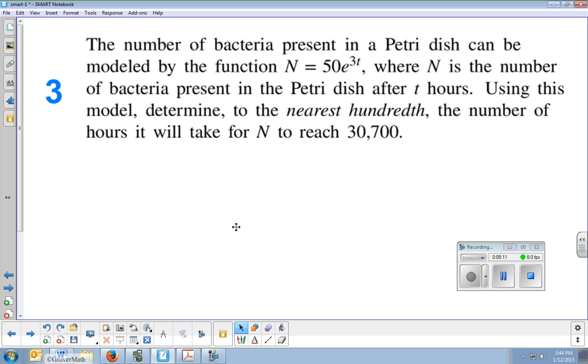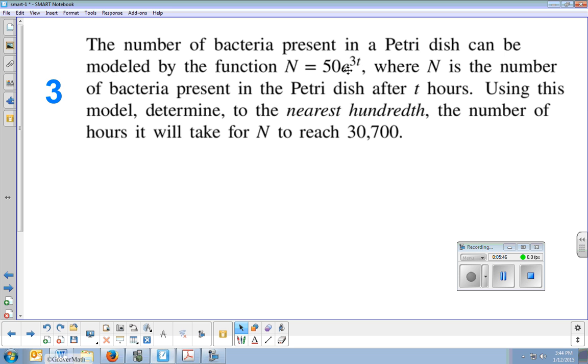And we weren't really doing any logs then, but I told you that we're going to start to use logs for these problems. So what we see here is the number of bacteria present in a petri dish can be modeled by the function n equals 50e to the 3t. So this is one of those PERT formulas where n is kind of our answer. P, or our principal, would be 50. E is E. 3t, 3 is kind of our rate, I guess, in the sense here. And t is time. So they're giving us this stuff plugged in already.